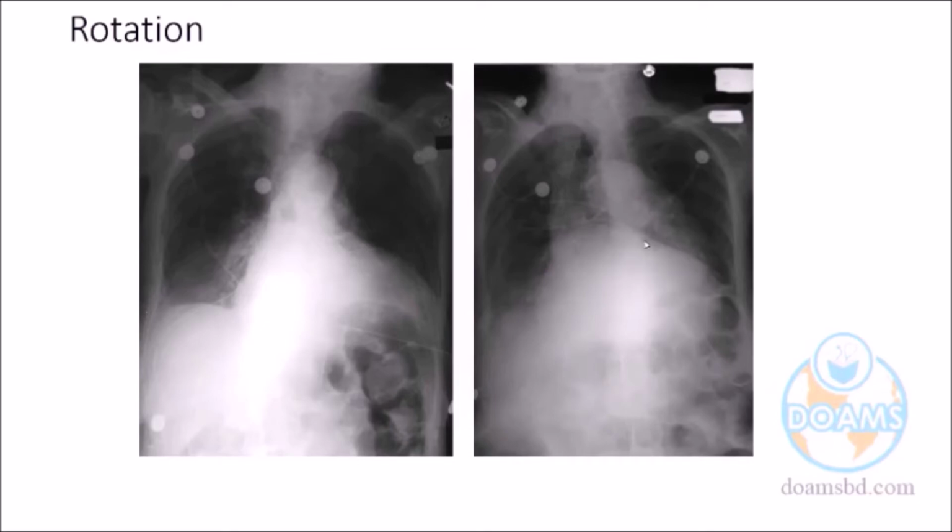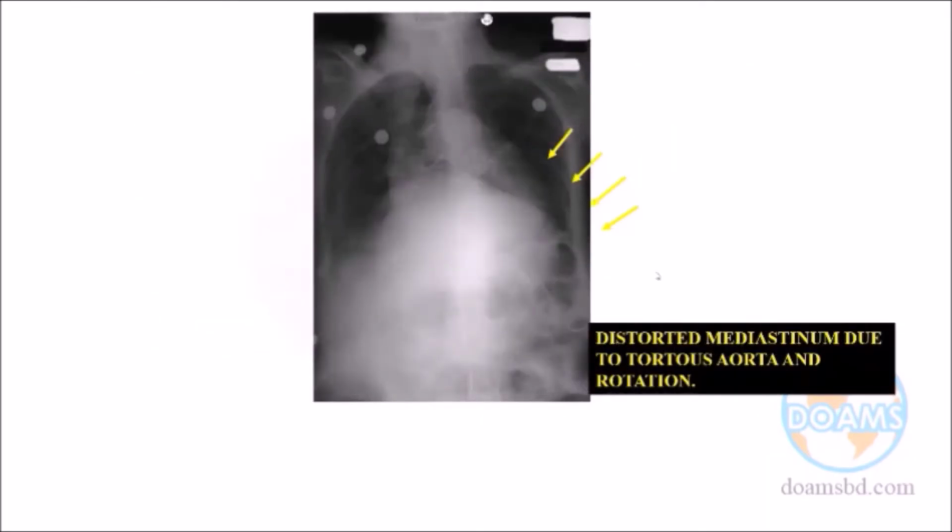So tracheal shifting, you know, even junior doctors and clinical students know the significance of shifting of the trachea in lung disease diagnosis. You see another X-ray, the distorted mediastinum due to tortuous aorta and rotation. The aorta is tortuous, maybe in an elderly patient, or the aorta is dilated. But if the trachea is not central, it is very difficult to say whether this aorta is dilated or tortuous. This is a technical point.